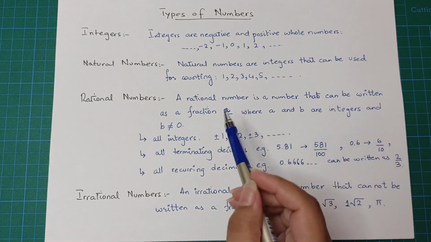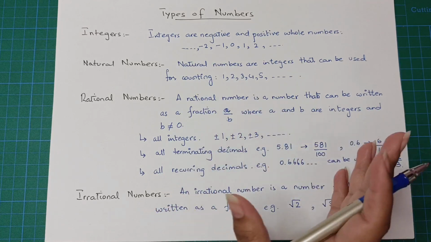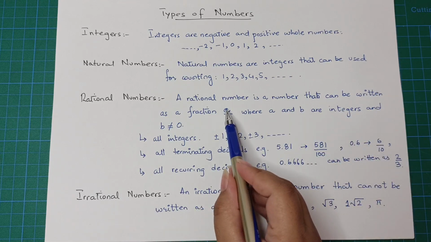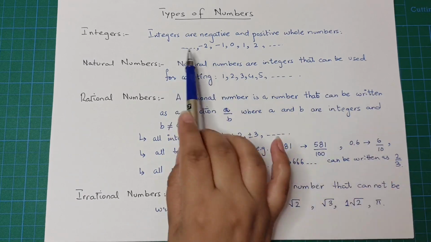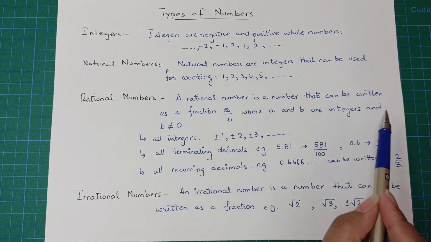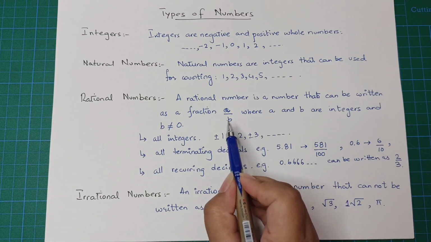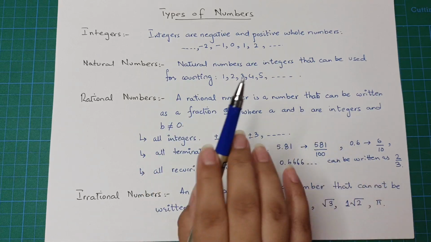right? So the condition that lies with every fraction is that the numerator can be any number, right? It can be any integer. Like we have said, integers include the negative numbers, positive numbers, and the zero as well. But a fraction can never have a zero in its denominator. Otherwise the value will be undefined, right?